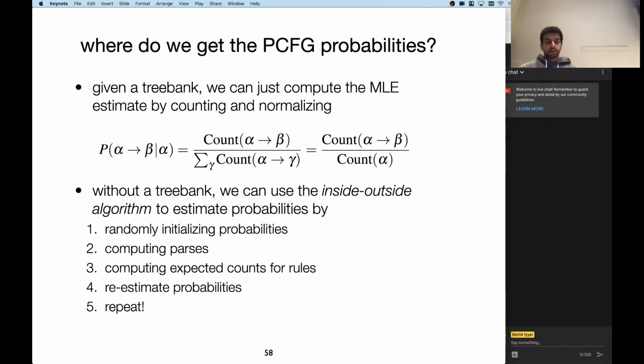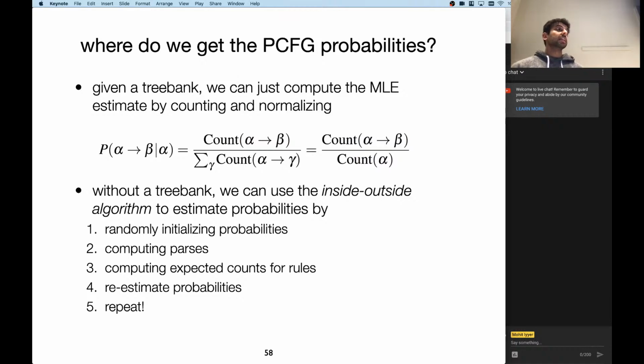Okay, so the final thing that I wanted to discuss, and then we can maybe end early, is where do we get these probabilities? So this lecture didn't focus on that at all. The easiest way, which I discussed briefly before, is if we're given a tree bank, we can just compute the maximum likelihood estimate by counting and normalizing based on the rule counts that we observe. So this is very straightforward.